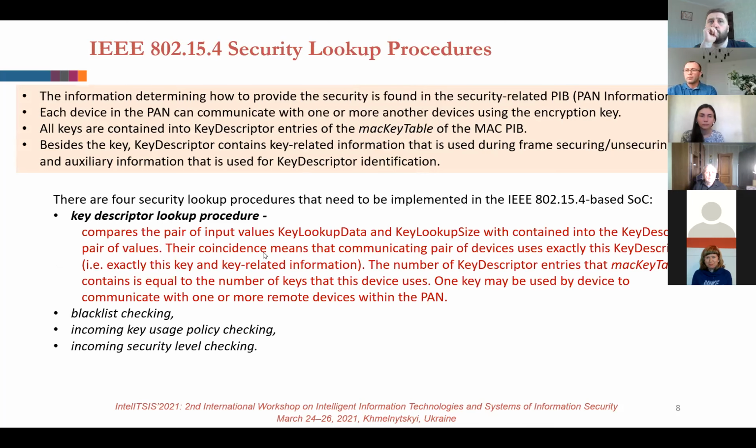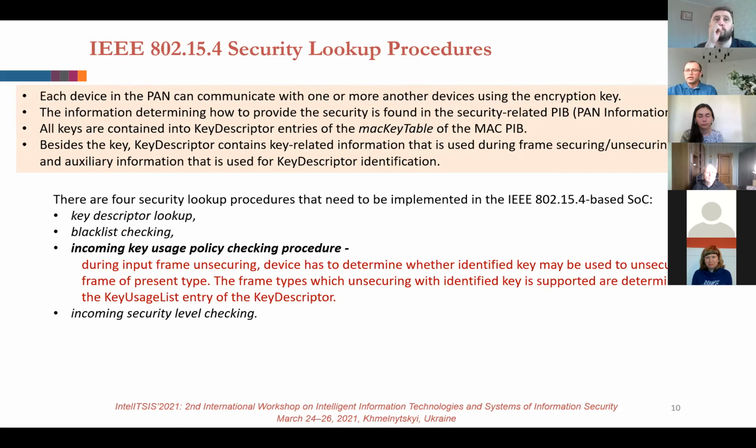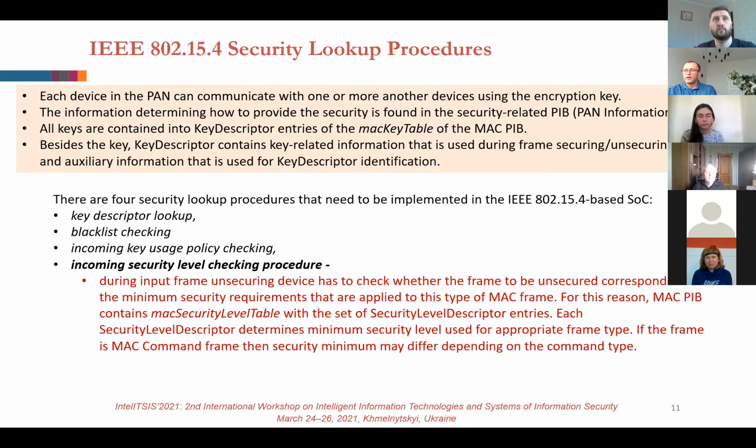The first one compares the pair of input values, key lookup data and key lookup size, with the pair of values contained in the key descriptor, and thus checks that the communicating devices use exactly this key descriptor. The blacklist checking procedure determines whether the sending and remote device belongs to the devices that use the identified key. The incoming key usage policy checking procedure determines whether the identified key may be used to unsecure a frame of the present type. And the last one checks whether the frame to be unsecured corresponds to the minimum security requirements that are applied to this type of frame.